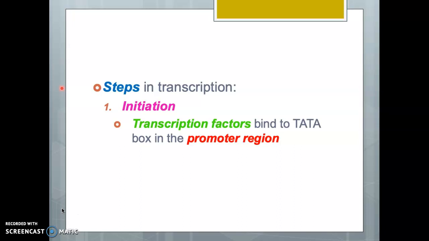And go ahead and get your giggles out over the TATA box. It has nothing to do with that kind of TATA. It is thymine, adenine, thymine, adenine. So get your mind out of the gutter. So after the transcription factors bind the TATA box, then the RNA polymerase II can attach to the transcription factors.